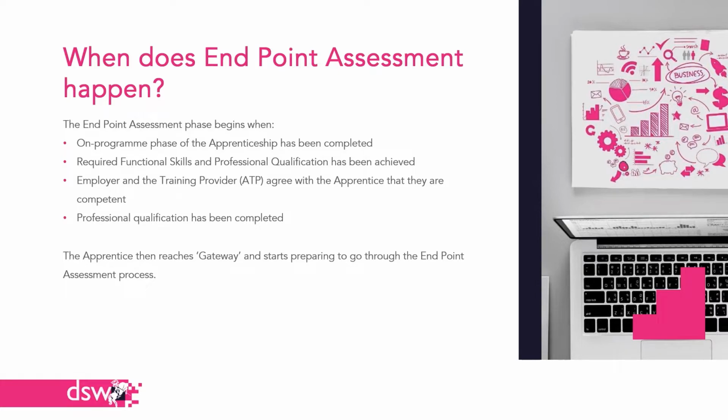When does endpoint assessment happen? Endpoint assessment begins when the on-programme phase has been completed, required functional skills and professional qualification have been achieved, and the employer and apprenticeship training provider agree that the apprentice is competent. This next stage is called Gateway, and it's when the apprentice begins preparing for the endpoint assessment process.